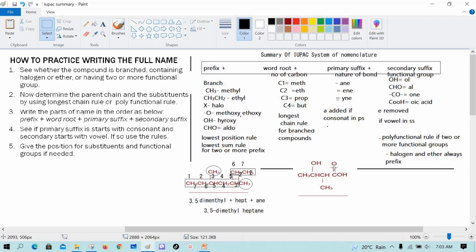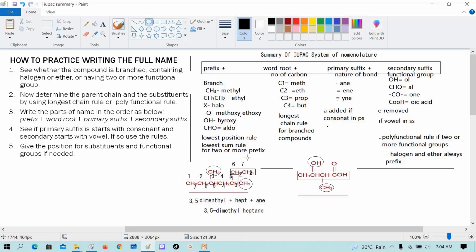If COOH is indicated by the secondary suffix and is considered the principal functional group, then we have to take the chain which contains the COOH group as the parent chain. That's why the parent chain will be like this. This will be the parent chain, and the remaining part will be the substituents. Here OH acts as a substituent and CH3 acts as another substituent. Now once we determine this, we can move on to writing the name.